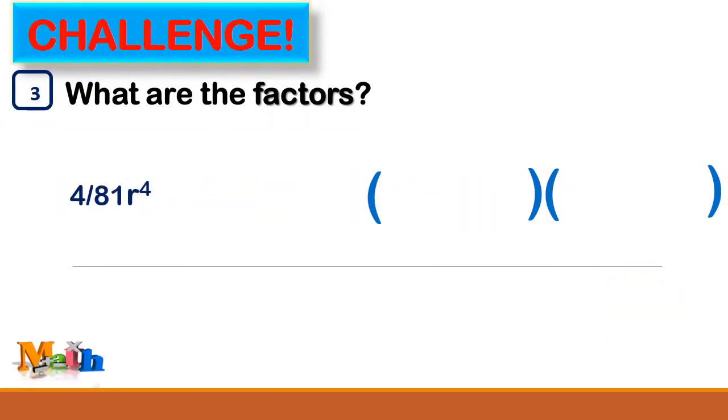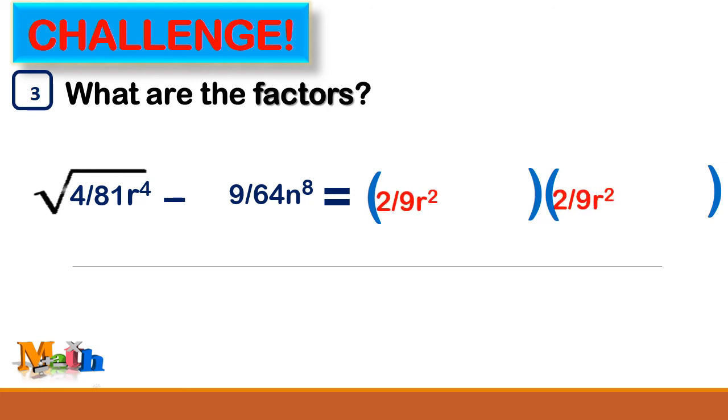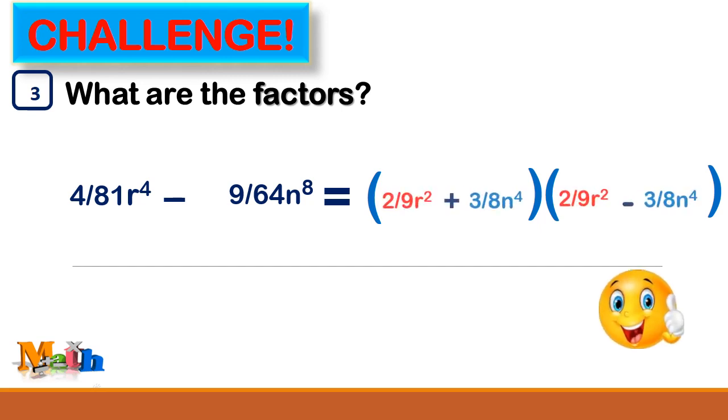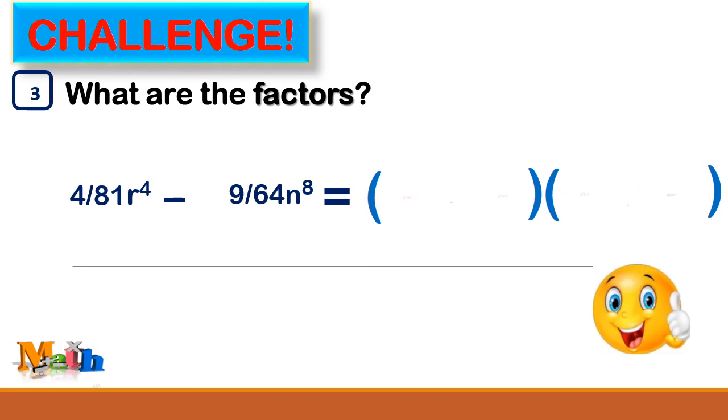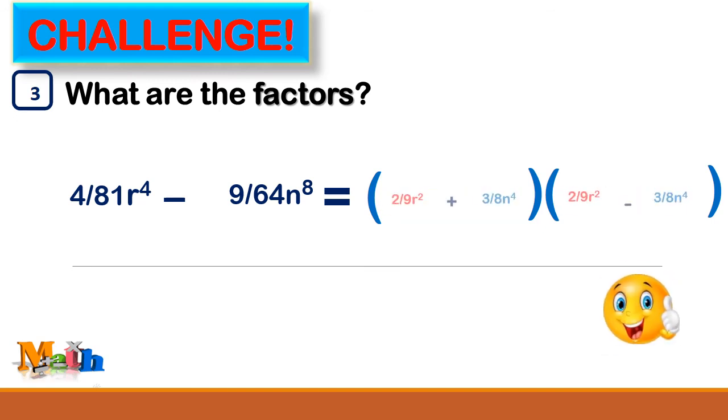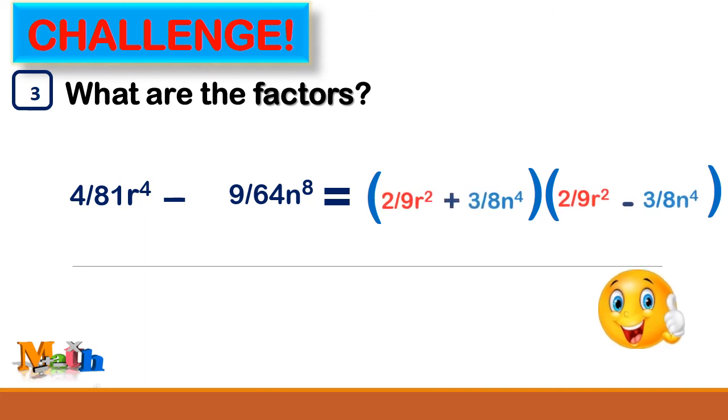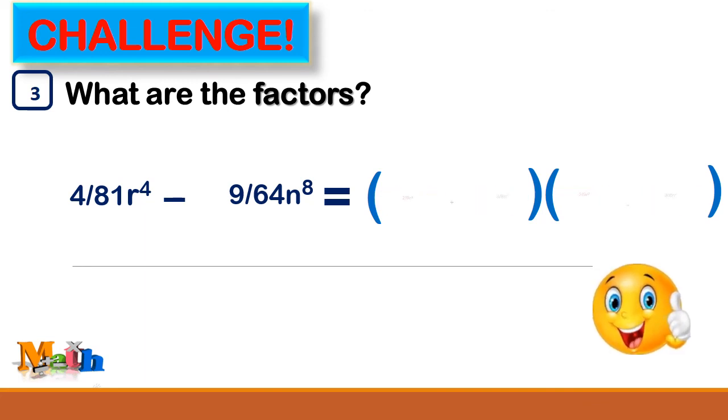Another. So what are the factors of 4 over 81r to the 4th minus 9 over 64n to the 8th? So the final answer is 2 over 9r squared plus 3 over 8n to the 4th times 2 over 9r squared minus 3 over 8n to the 4th, and you are correct.